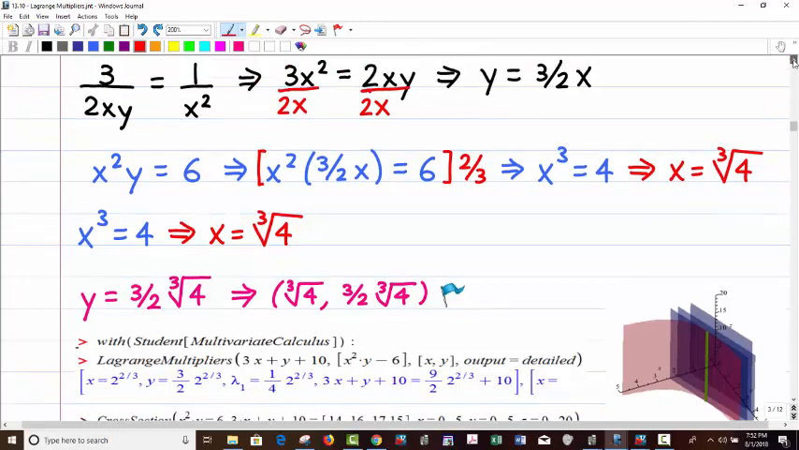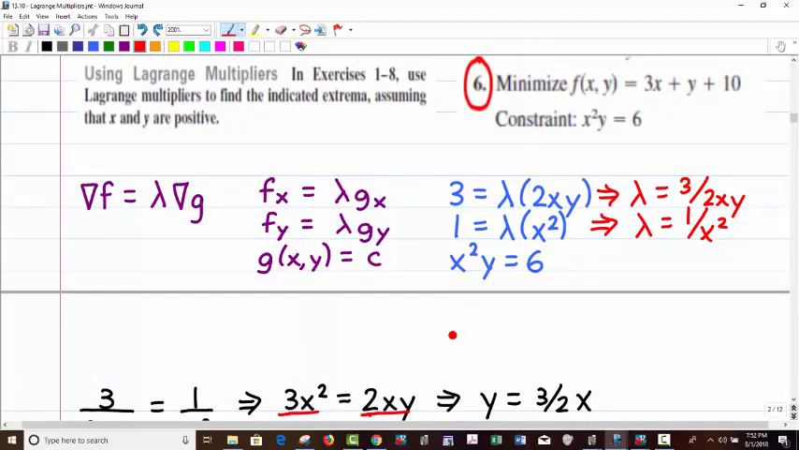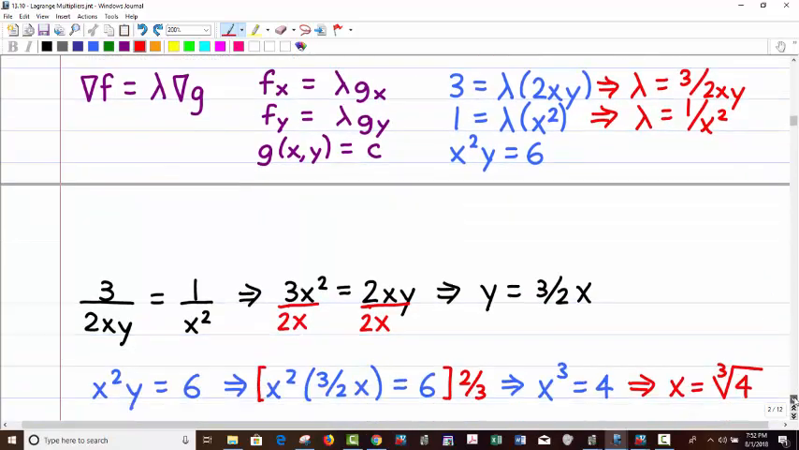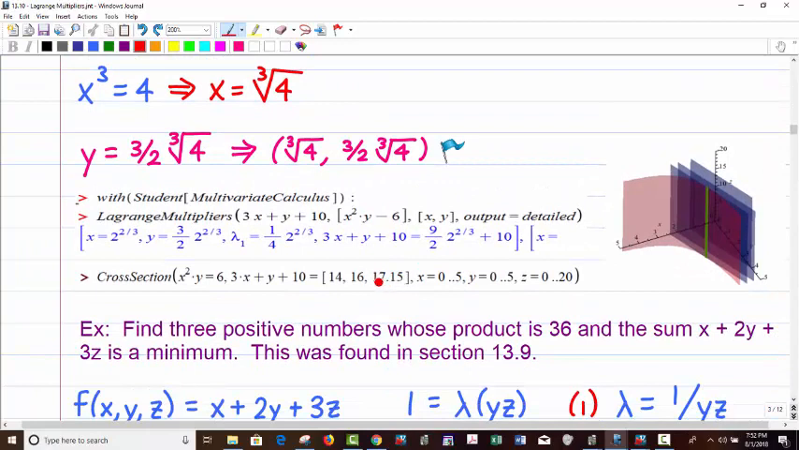I want to pick a couple of easier numbers, something that would satisfy the constraint. I could pick something really easy. Let x equals 1 and y equals 6. That would satisfy this constraint, wouldn't it? 1 squared times 6 would equal 6. But if I put that in here, 3 times 1 is 3, plus 6 is 9, plus 10 is 19. So you get a value of 19. 19 is not less than this 17.15.